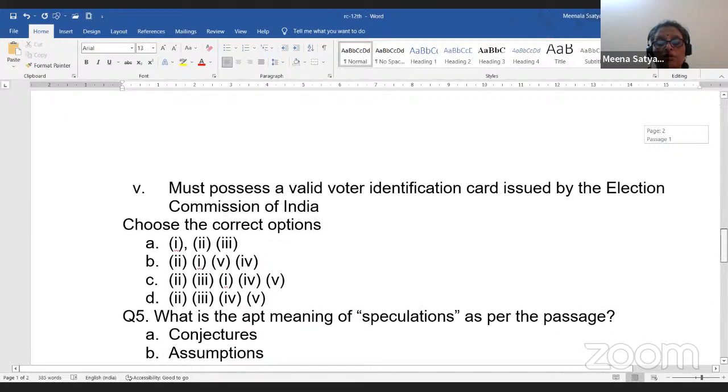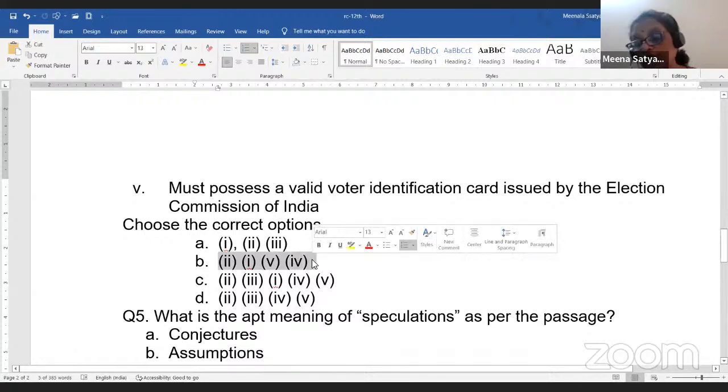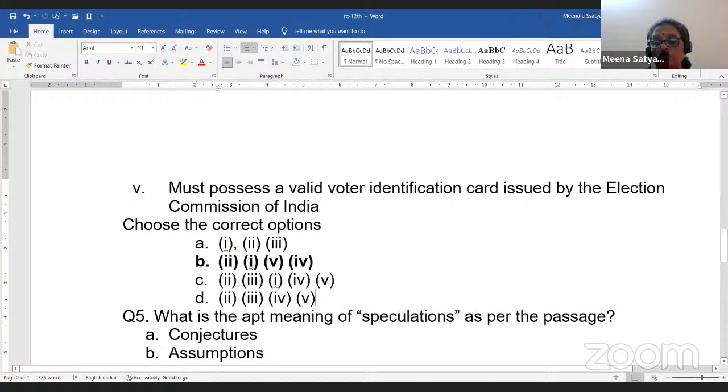Now 1, 2, 4 and 5. So you have only 1, 2, 4 and 5. So only B option is the right answer. Only B option is the right answer. So B will be correct. So that is how it is. That's what we should look into.